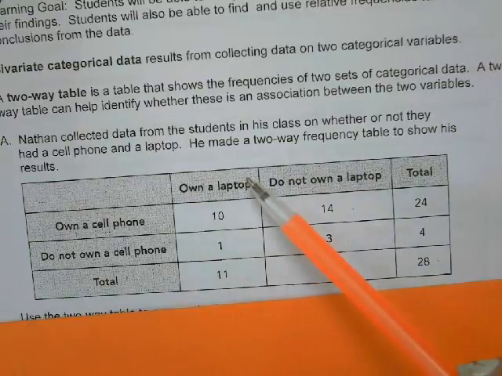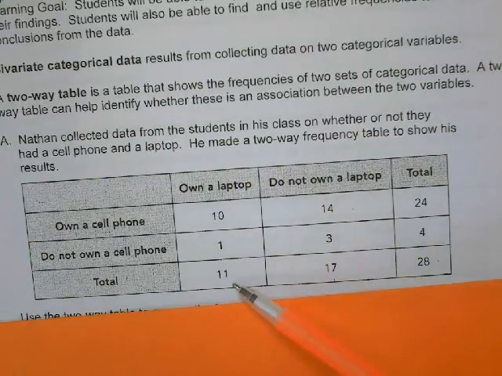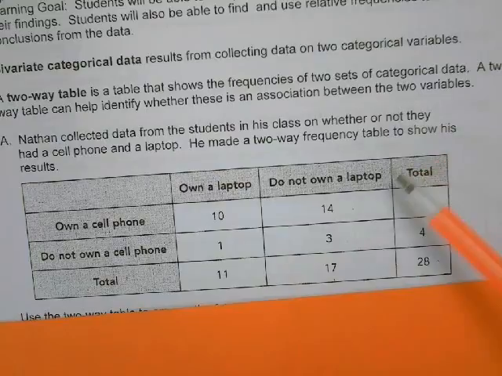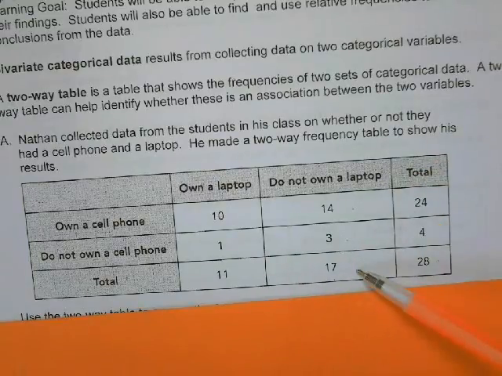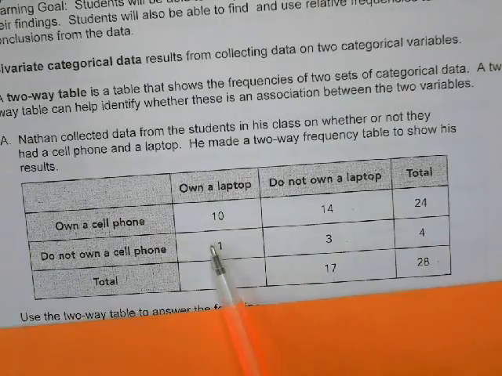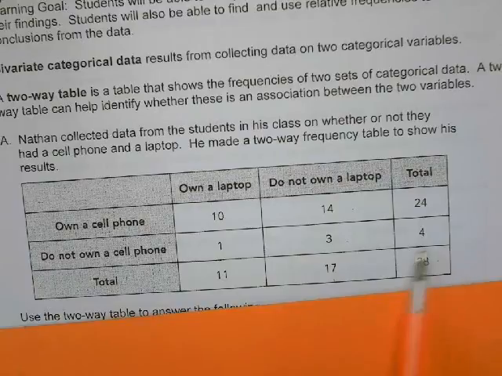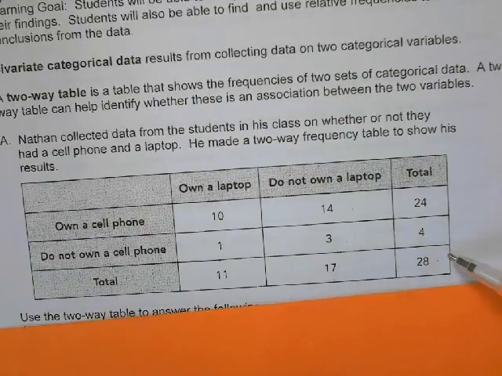Owning a laptop, there's 11 students total who own a laptop. Do not own a laptop is 17 students total. Owning a cell phone, 24 total. Not owning a cell phone is 4 total. But the total of everybody questioned was 28. You can see the totals all add up to 28.